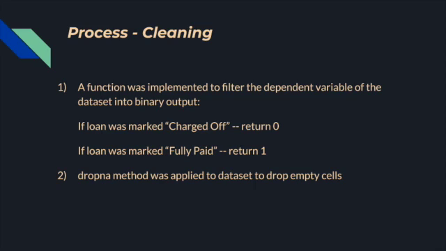So if loan was marked charged off, we return 0. If loan was marked fully paid, return 1. And this is inside of the CSV files. Inside of the cells, we had these labels of charged off and fully paid for either paid off or defaulted, and we returned a 0 for default and 1 for paid off. And the dependent variable is loan status. And then we use the drop NA method to get rid of the empty cells in the mega dataset.